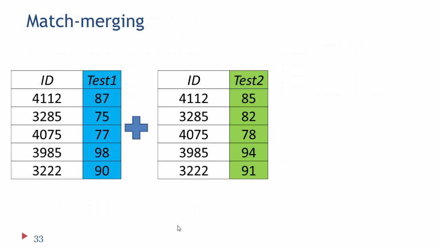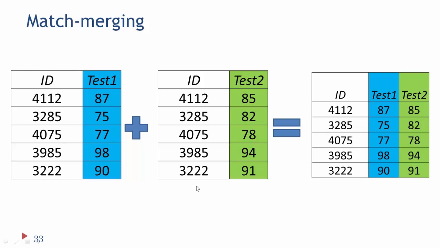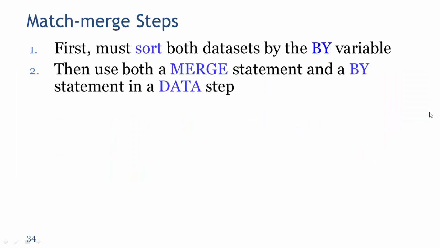So here's an example. We have two datasets. We have one dataset with column ID, which is exactly the same as the column in the second dataset. We want to merge these two datasets by matching with the ID variable. When we do this, the resulting dataset looks like this. These two variables get combined by the matching ID variable. So 4112 had score 87 on test 1 and score 85 on test 2, and that's what we get in the combined dataset.